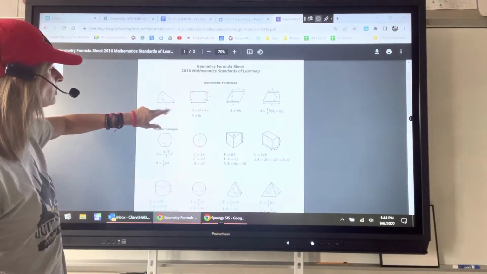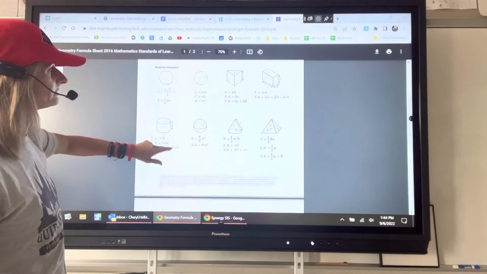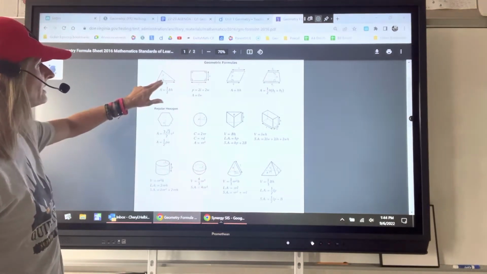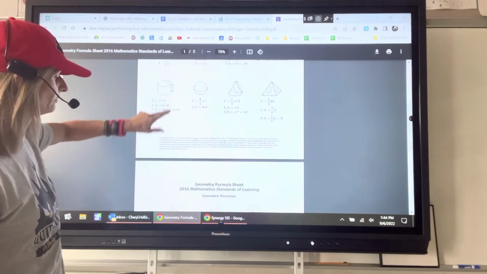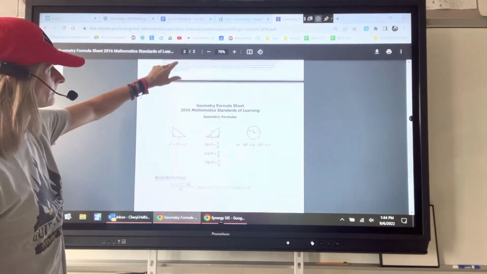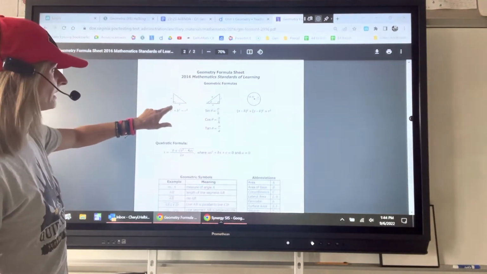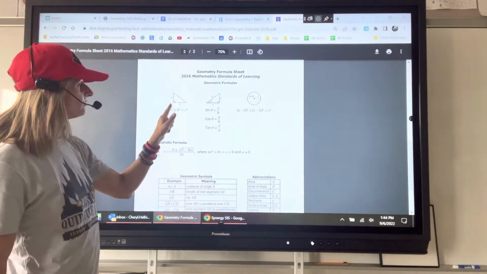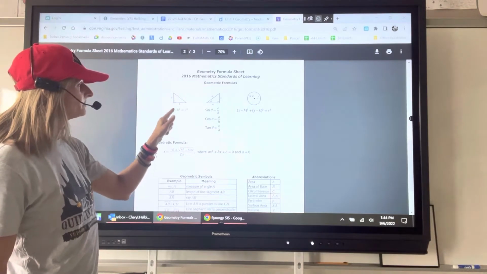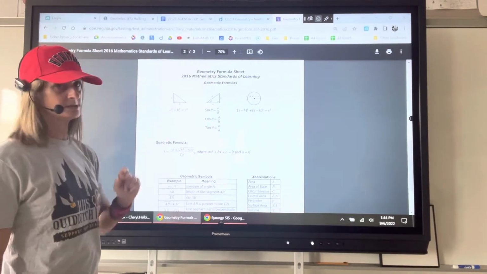And there is a triangle on the front, but that is for the area of a triangle. We don't need that yet. Onto the back though, we have another couple triangles. And the one that we need for today is the right triangle with the A, the B, and the C. A squared plus B squared equals C squared.